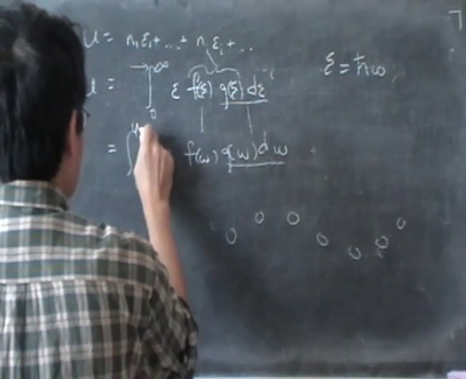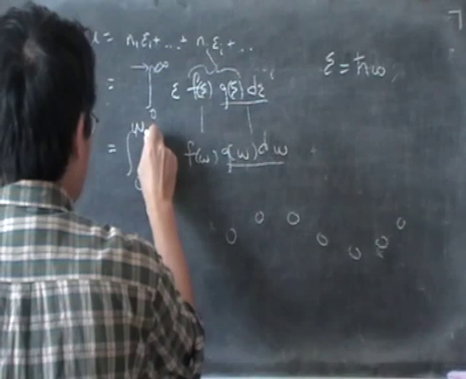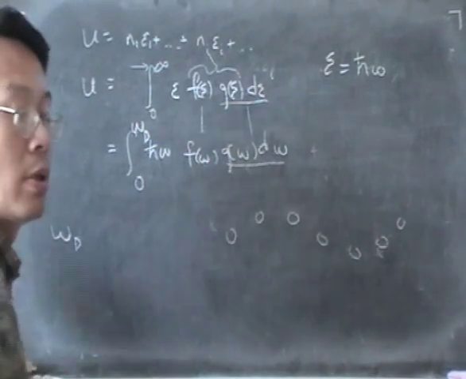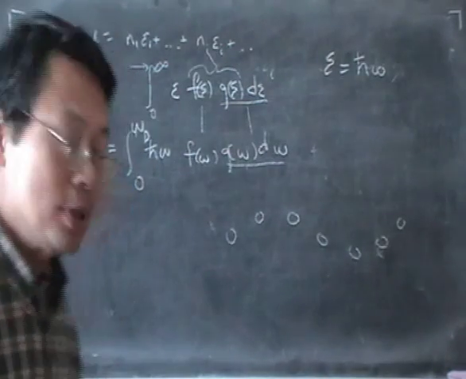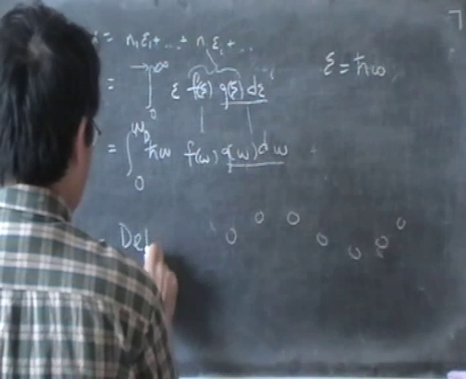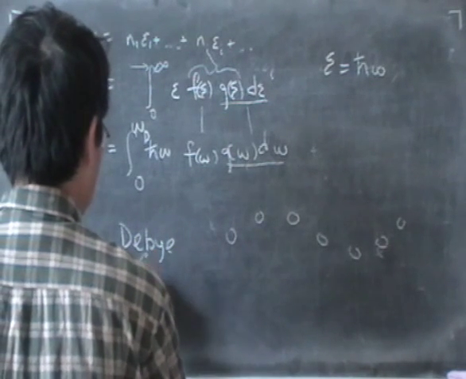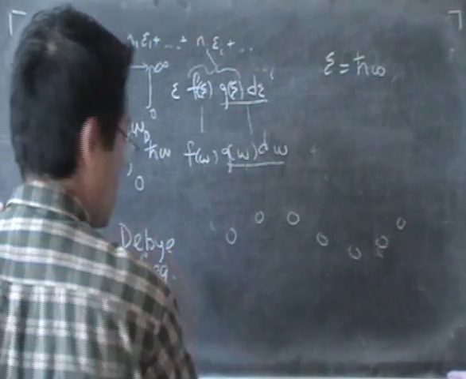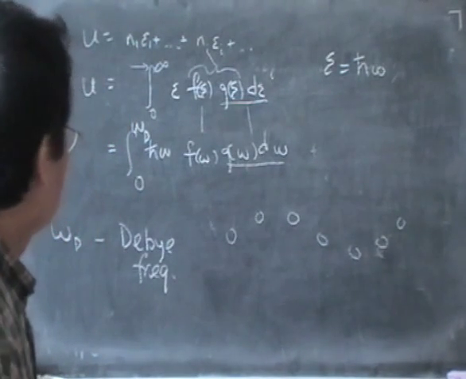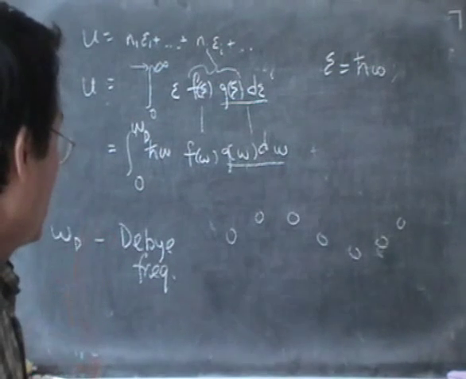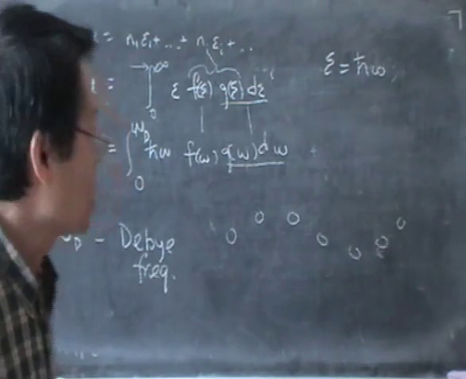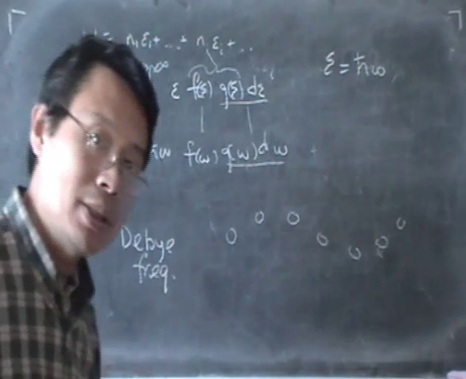Now, we will call this upper limit omega D. This upper limit of the frequency has a name. It is called the Debye frequency. And we are going to have to look at how to obtain this Debye frequency afterwards. So let's take a break for now.